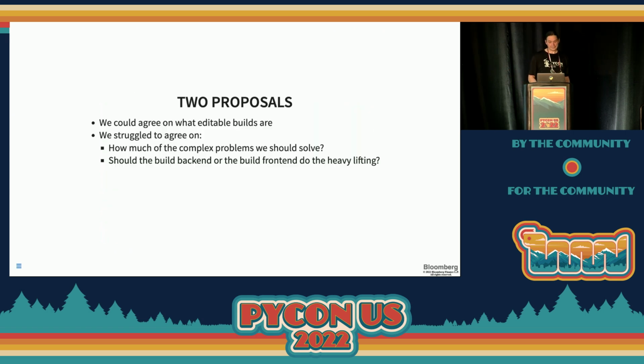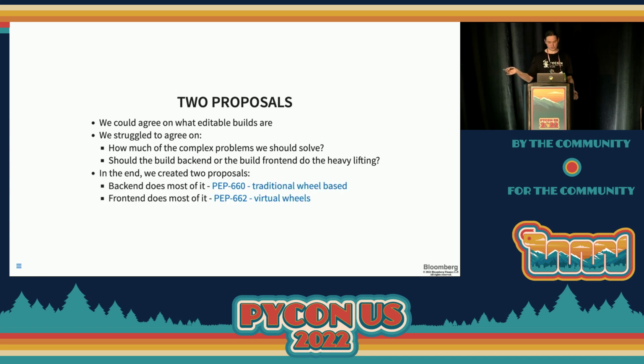Now, the reason is that we, as a community, failed to agree on who should do most of the heavy grunt work. Should it be the build backend or the build frontend? Who should actually be responsible for making the editable effect happen? And we have a PEP for each of them. We have the traditional wheel-based one, and we have the virtual wheel-based one, where one of them puts it in the build frontend, and the other in the build backend.